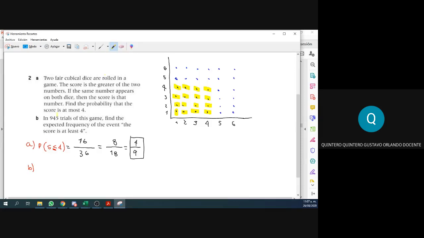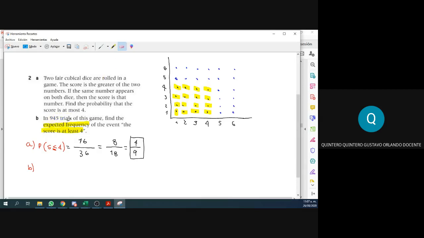Look at these guys. In this case, we are going to do 945 trials. Okay, so we are not going to just throw the die once. No. We're going to throw both dice 945 times. The question is, find the expected frequency. So, the expected value of the event, the score is at least 4. At least. This changes everything, right?